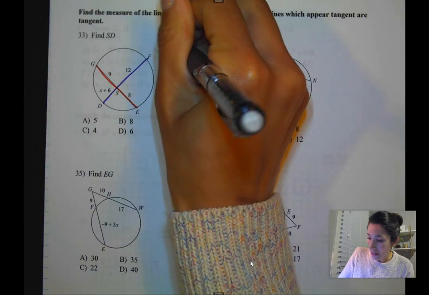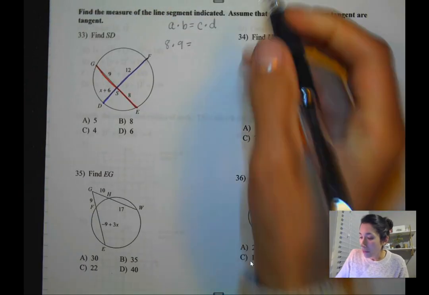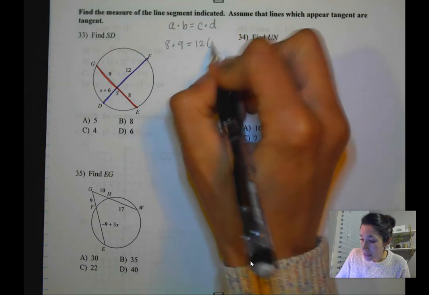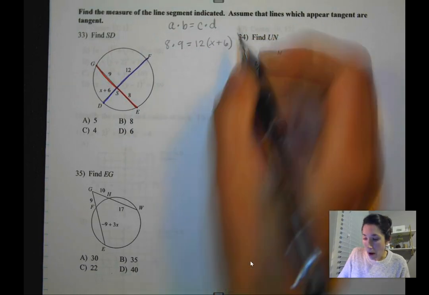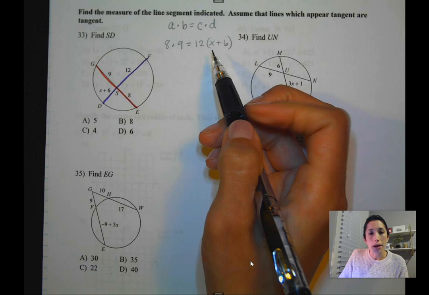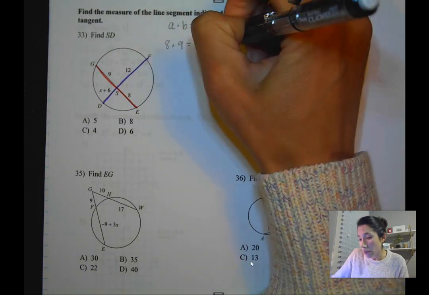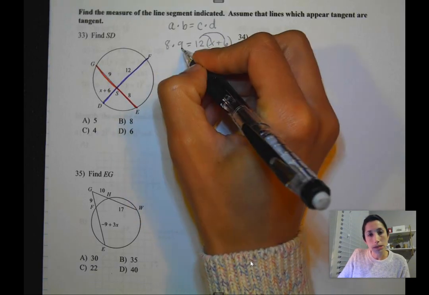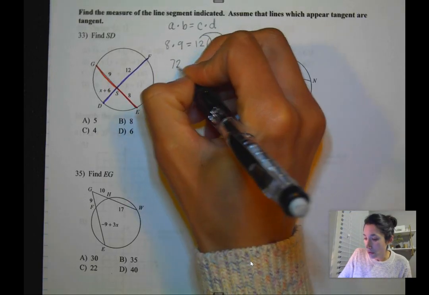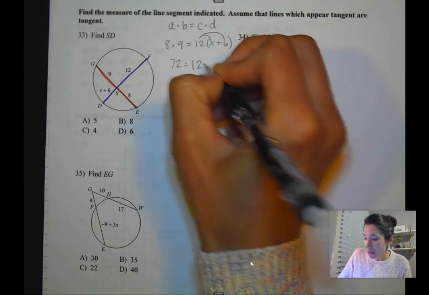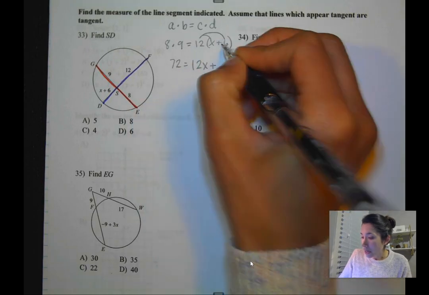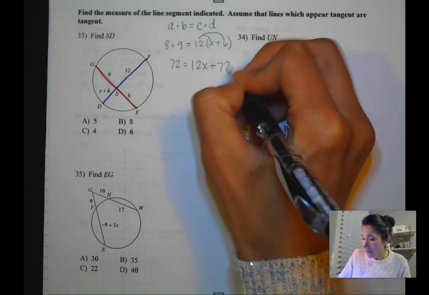So we're going to want to multiply 8 times 9, and that can be in either order. And then we're going to multiply 12 times x plus 6. I would probably put the single term in front of my binomial, just to remind myself that I need to distribute it to both terms. So 8 times 9, that's 72. 12x plus 12 times 6, that's also 72 as well.